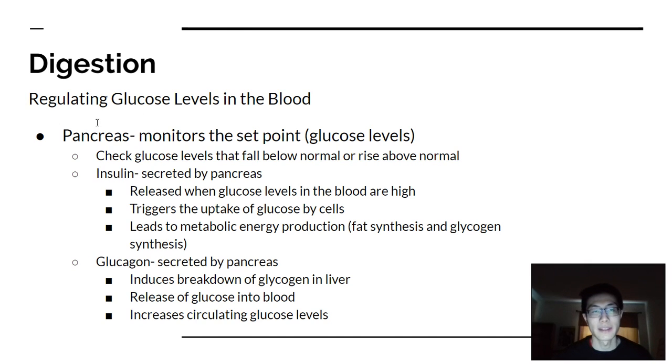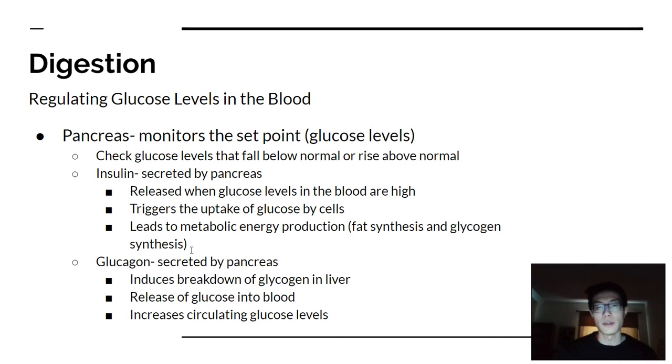One of the organs that helps regulate these glucose levels is this one over here. Again, the pancreas. It monitors the set point for glucose levels, and it checks for glucose levels that fall below normal or rise above normal. We have different hormones secreted by the pancreas that can help with this process. One of them is one that you probably have heard of, and that's insulin. Insulin is released when glucose levels are high in the blood, and the release of insulin triggers the uptake of glucose by cells.